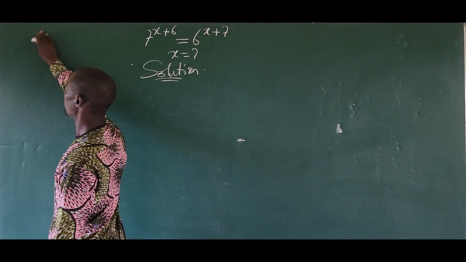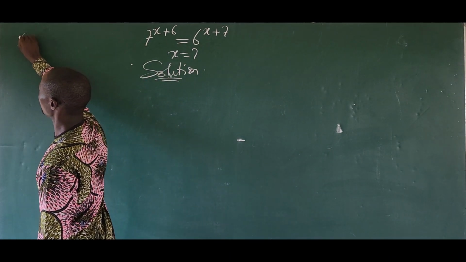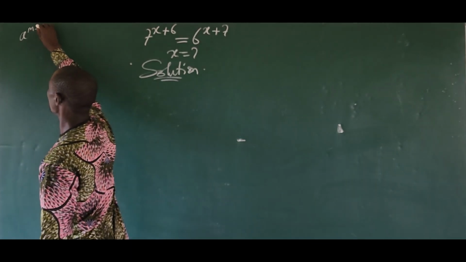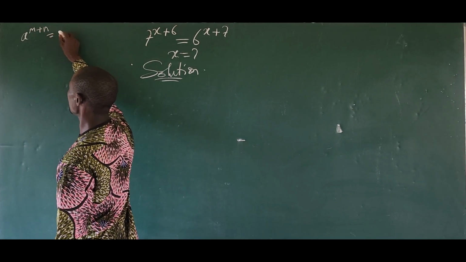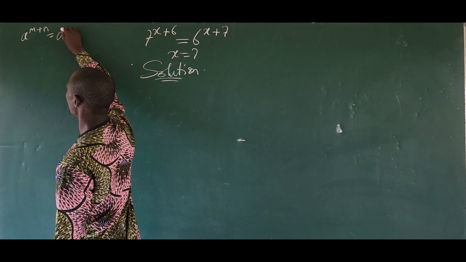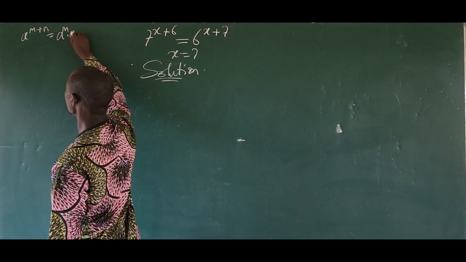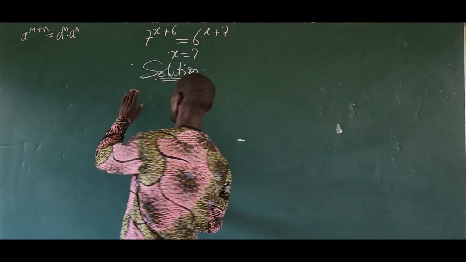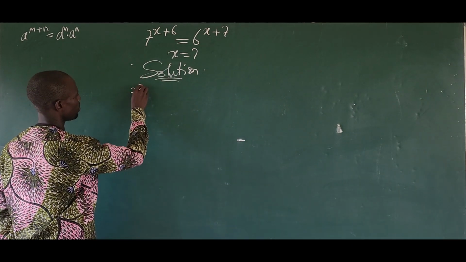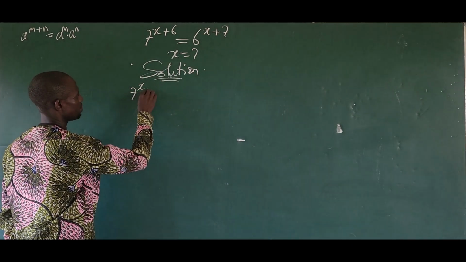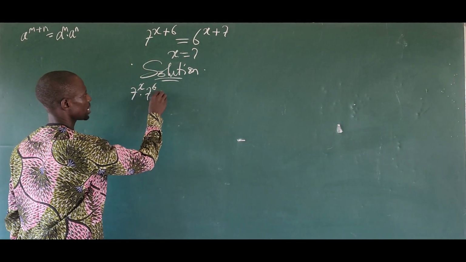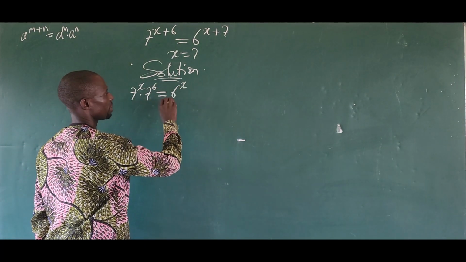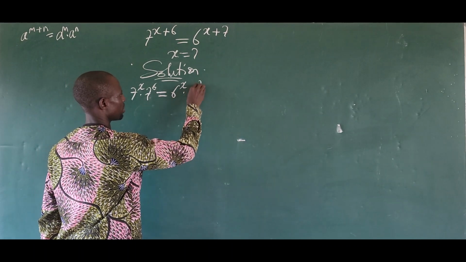According to the law of indices, if you have a all raised to the power of m plus n, this is the same thing as a to the power of m times a to the power of n. We all know this, right? So rewriting this gives us 7 to the power of x times 7 to the power of 6 equal to 6 to the power of x times 6 to the power of 7.